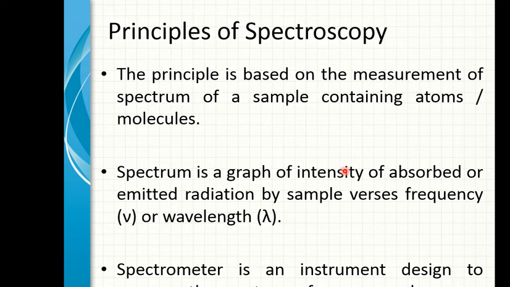The interaction between the sample and electromagnetic radiation produces absorbed or emitted radiation. The intensity of this absorbed or emitted radiation can be plotted versus the frequency or wavelength. So the intensity of absorbed or emitted radiation versus the frequency or wavelength produces a spectrum. This spectrum is used for qualitative and quantitative analysis.